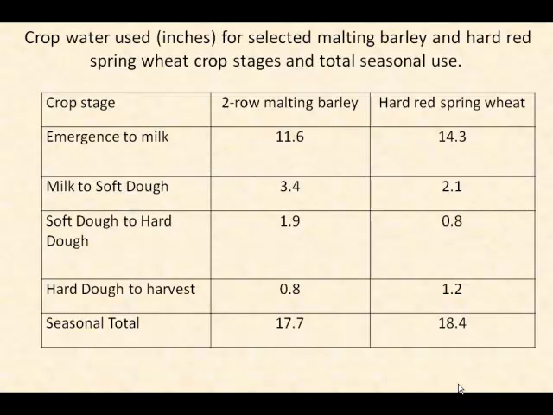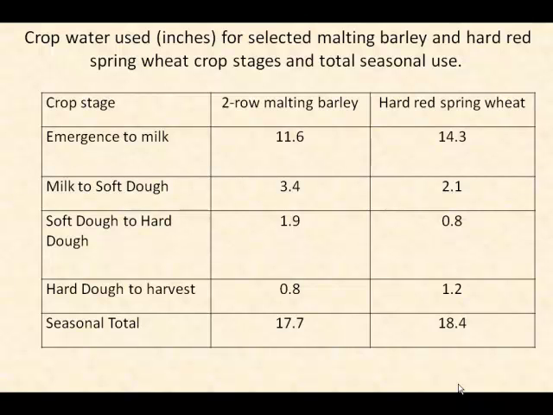How much water does a grain crop use in different crop stages? Again, these are averages, but it gives you some feel for how the water use is distributed. Here's a 2-row malting barley, and here's a hard red spring wheat. Not a whole lot of choices, but these we have good numbers on. Emergence to milk took 11 inches and 14 inches. Milk to soft dough, about 3.5 inches on the wheat. On the malting barley, it only took 2 inches. Soft dough to hard dough, about 1.9 on the malting barley, 0.8 here. Hard dough to harvest, 0.8, 1.2.